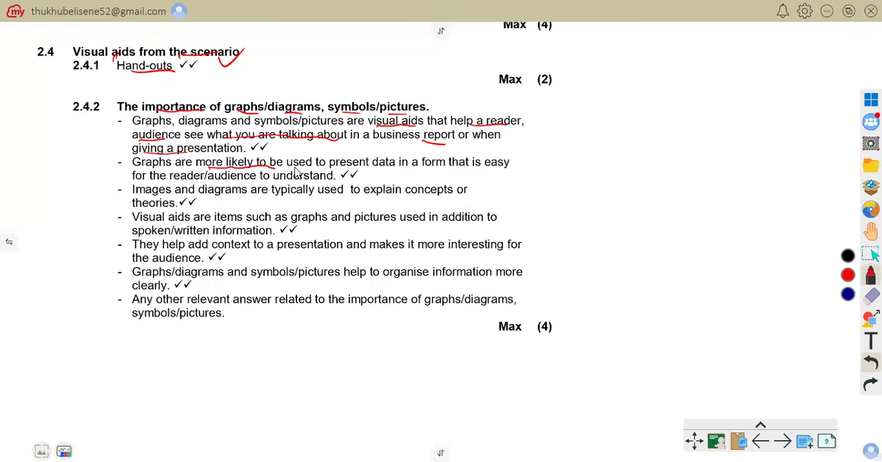Graphs are more likely to be used to present data in a form that is easy for the reader or audience to understand. It will be easy for the audience to understand because they can see what you are talking about. It's visual. Diagrams, symbols, and pictures are what you can see, and that will make it easy for the audience to understand. Images or diagrams are typically used to explain concepts and theories.